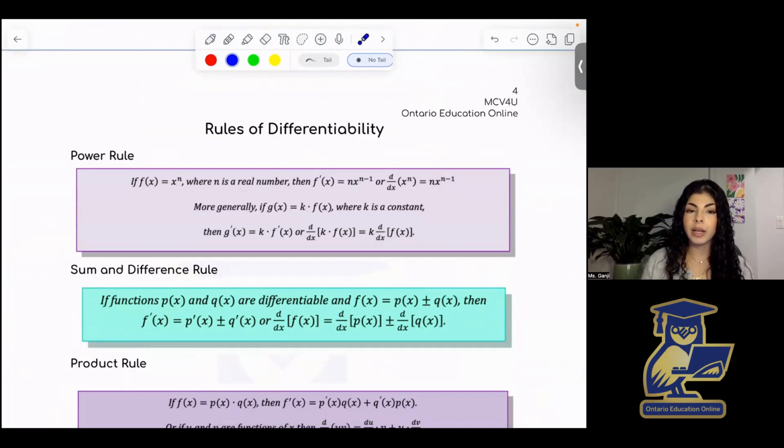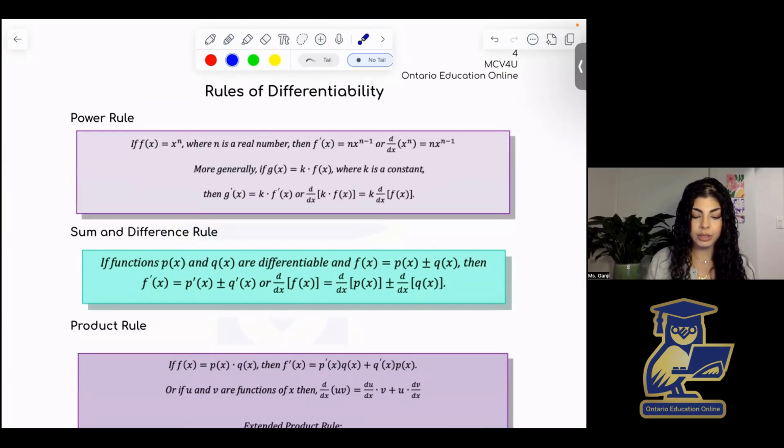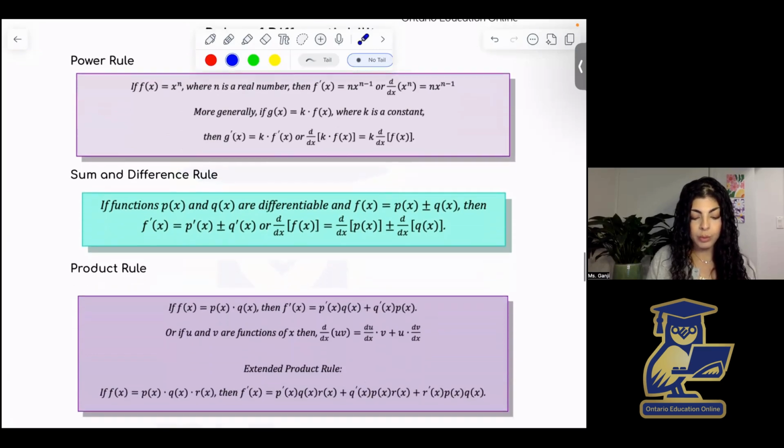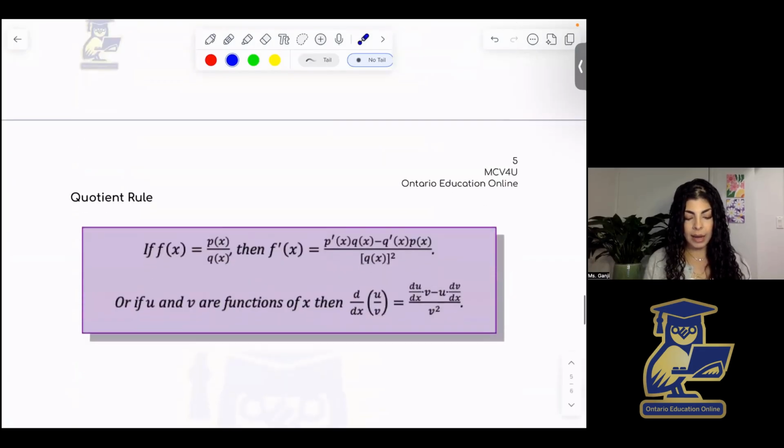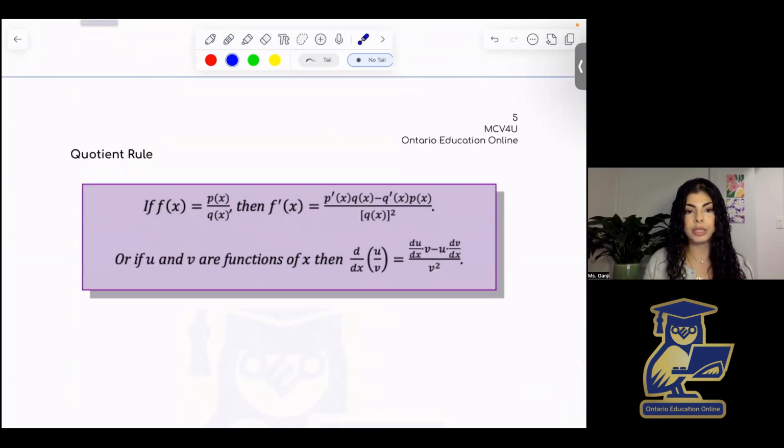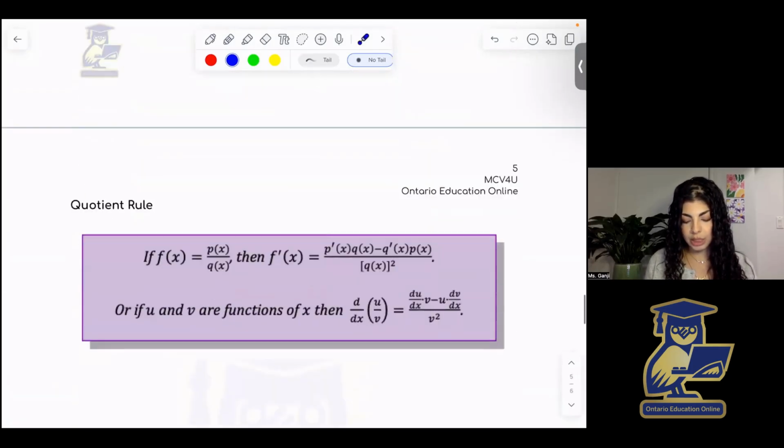So please make sure you're getting a lot of practice with this, especially for this lesson. I highly recommend practicing a lot of the product rule and the quotient rule together. So try to find both answers using both methods and compare them to see that you get the same answer. And here are now your updated rules of differentiability. We have our power rule, sum and difference rule, our product rule, and the power of function rule. And now I've added the quotient rule in there for you as well with both notations.